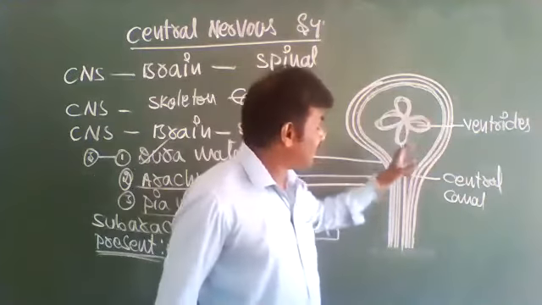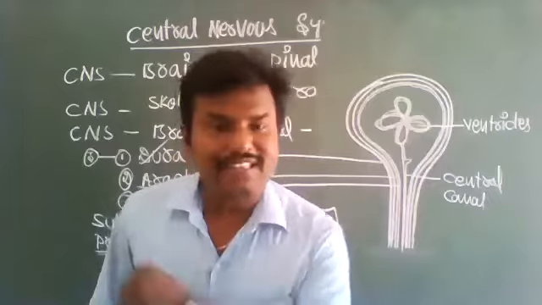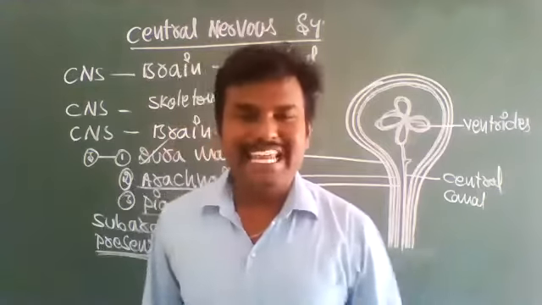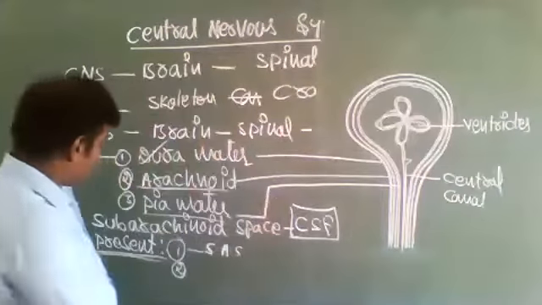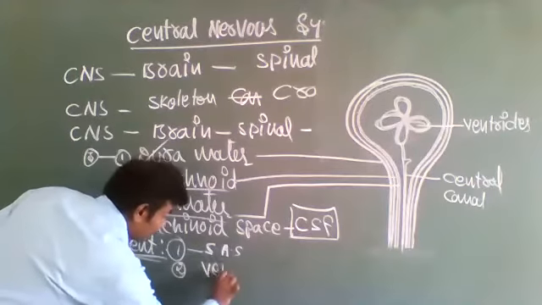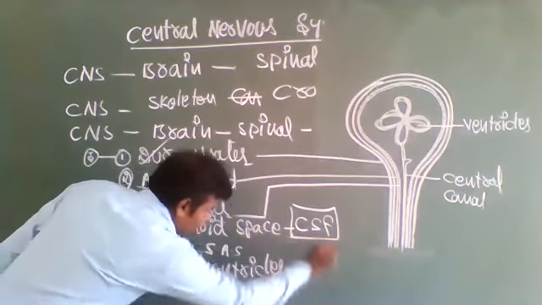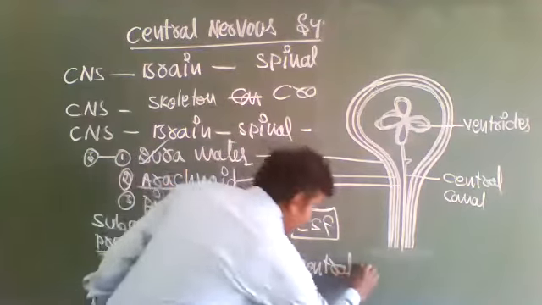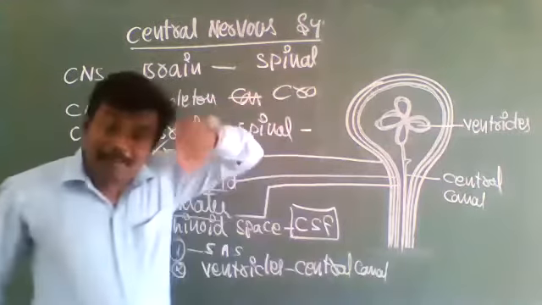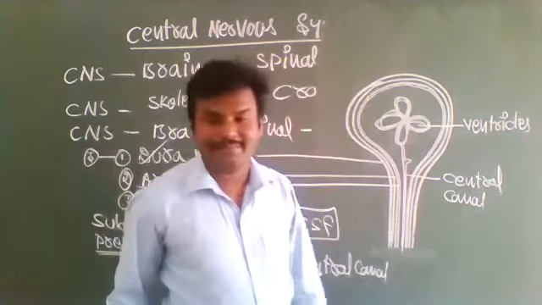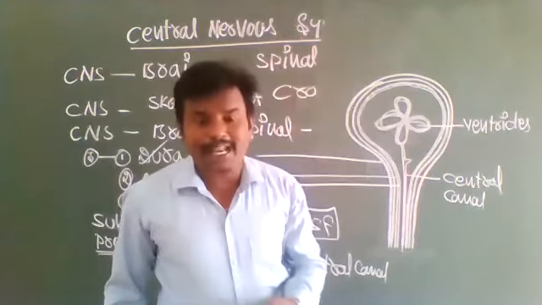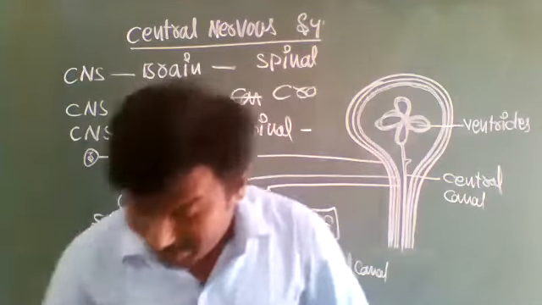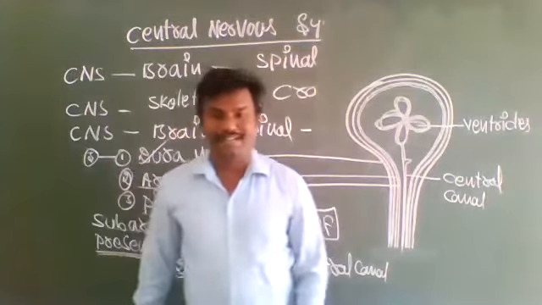Even these ventricles and the central canal of the spinal cord are also filled with a fluid. That fluid is called cerebrospinal fluid. That's what ventricles and central canal. The central canal is present in the spinal cord. See, this is the central canal. The central canal passes through the spinal cord in the vertebral column. Even that central canal contains a fluid that is called cerebrospinal fluid.